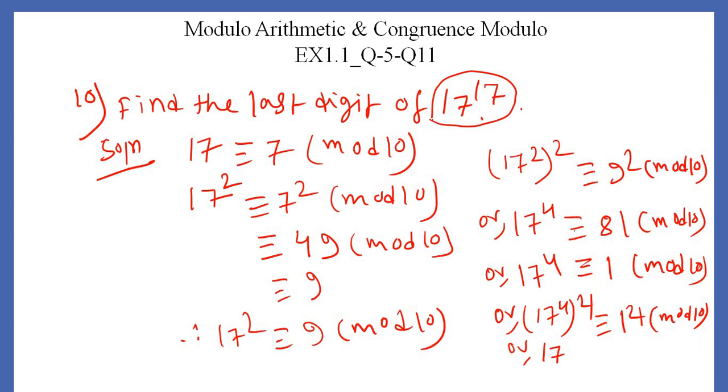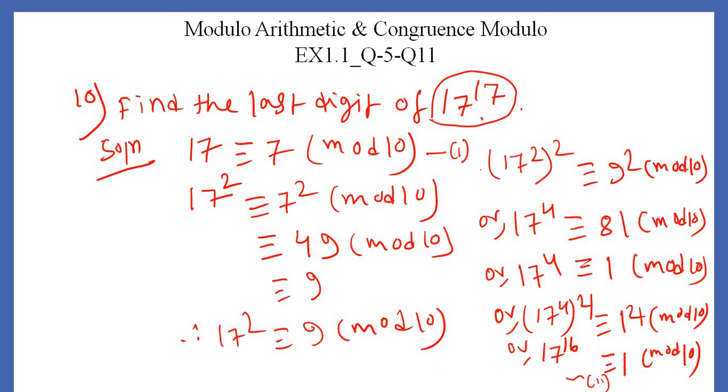Okay. So 17 to the power 16 and 1 to the power 4, it would be 1. Therefore 17 to the power 16 is congruent to 1 mod 10. That means if you divide 17 to the power 16 by 10, then you will get the remainder 1. Now this is equation number 1 and consider it as equation number 2.